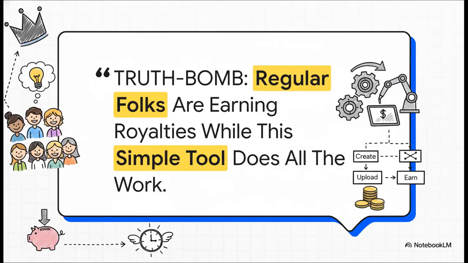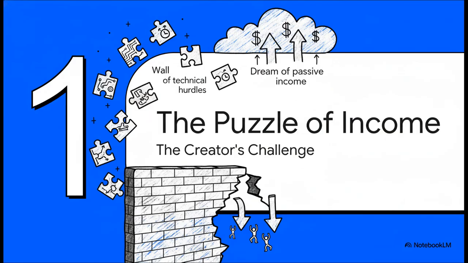So right out of the gate, they hit you with this truth bomb. The whole idea is that you, a regular person, can start earning royalties while the software does all the heavy lifting. I mean, it's a super powerful hook, right? It's designed to grab anyone who's ever dreamed of passive income but got totally stuck on how to actually start. So, what's the actual problem this thing is trying to solve?